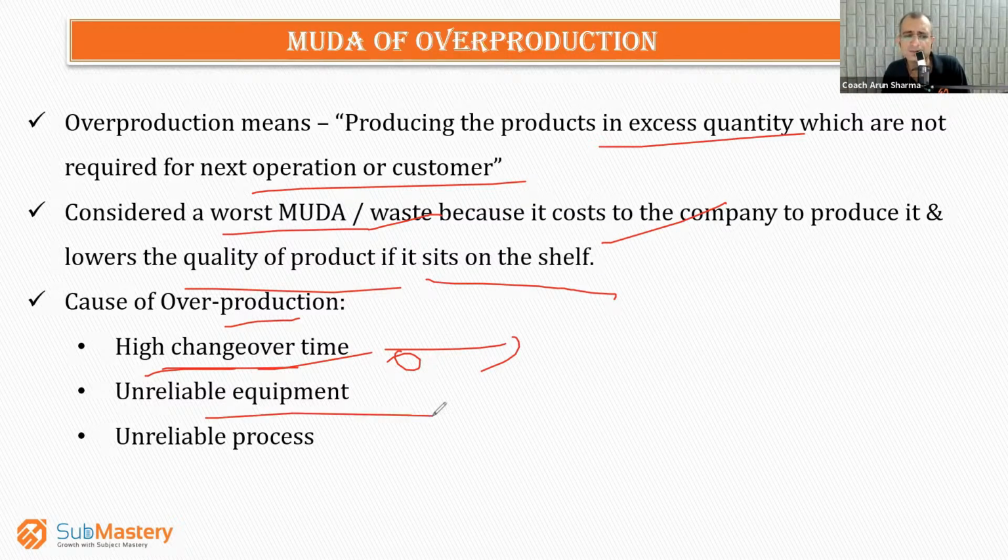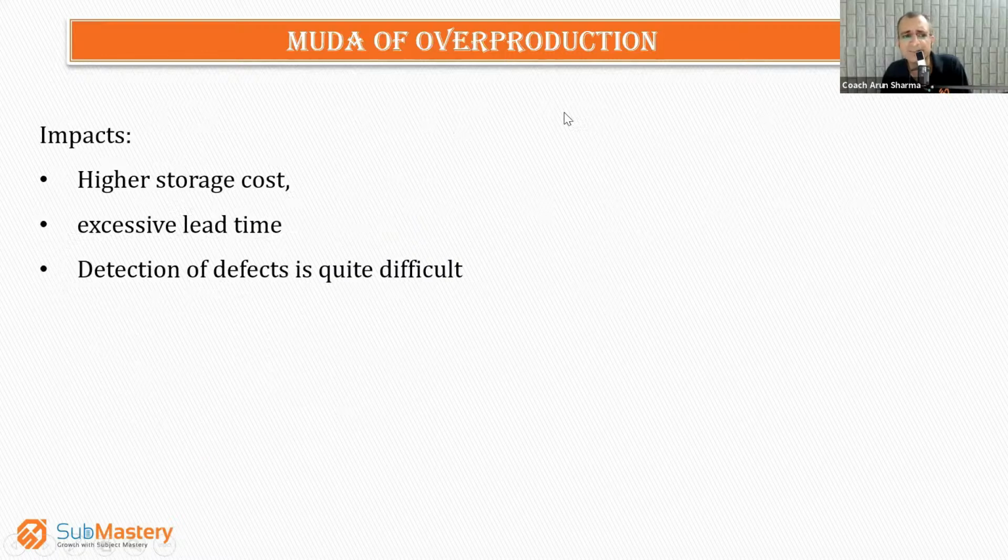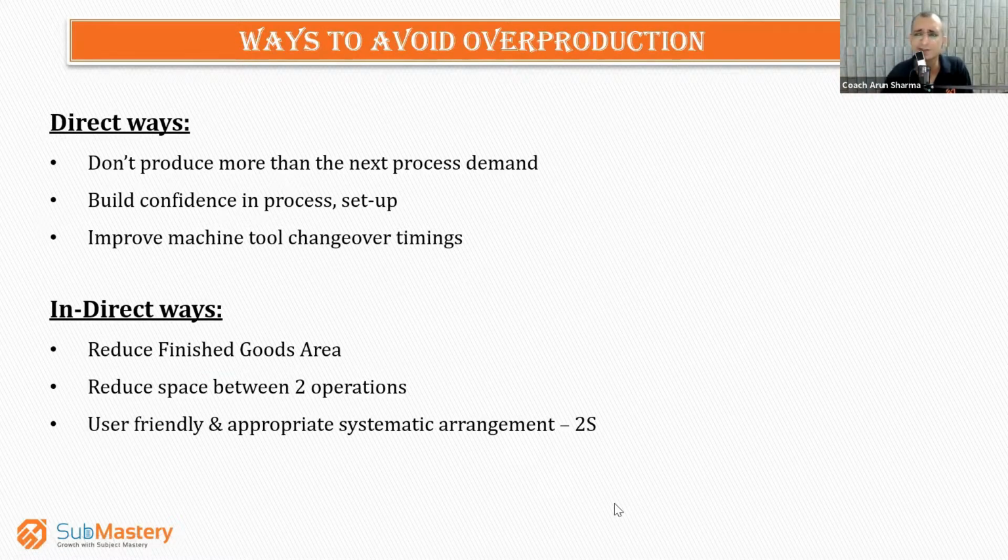Unreliable equipment or unreliable processes are also causes. So these are some of the causes of overproduction. If you make it, you have to keep it somewhere, and to keep it, you have a storage cost. Storage is not free. There is a cost involved, and excessive lead time. Detection of defective goods is very difficult. When you have a lot of product, it's difficult to see the defects. If there is too much production, the products are not stored the way they should be, which results in damage to the product. So do not produce more than what is required.